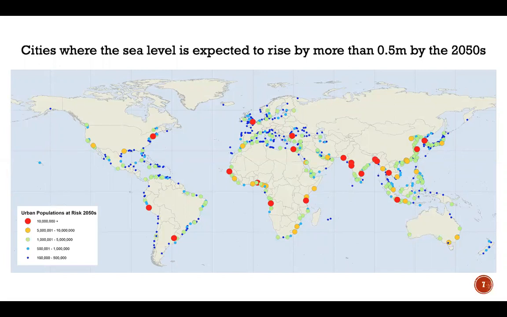So you've got London here, but you've also got Mumbai, São Paulo, New York, San Francisco over here. I'm pretty sure you can name other cities that are on here, but it's a large part of the population which is going to be affected by coastal flooding and coastal erosion.